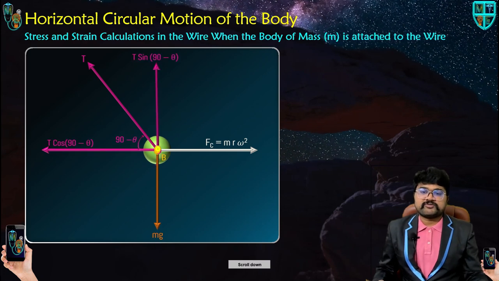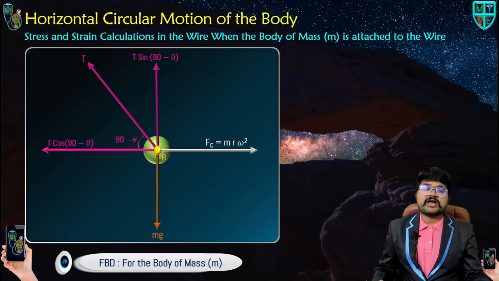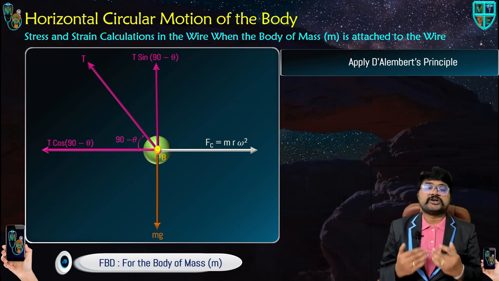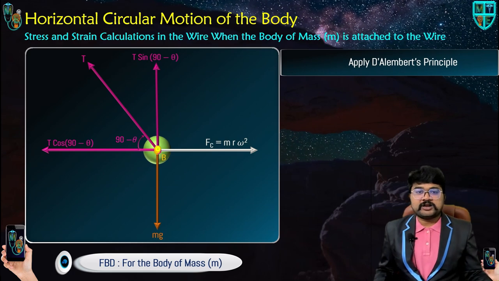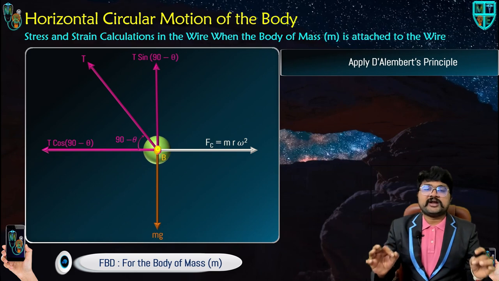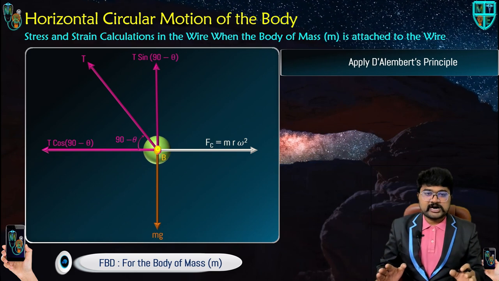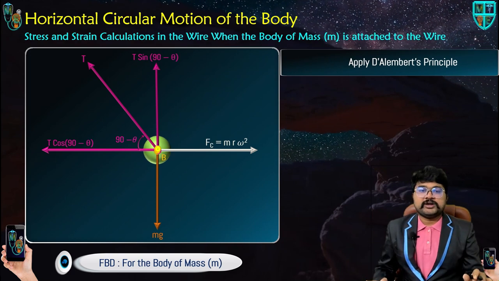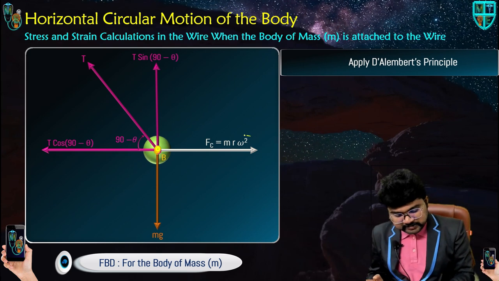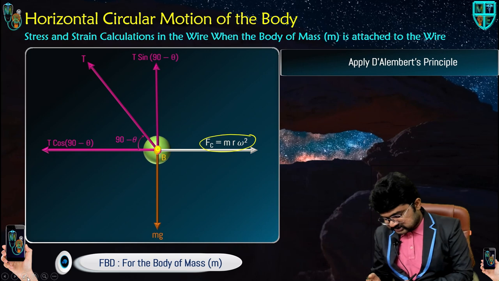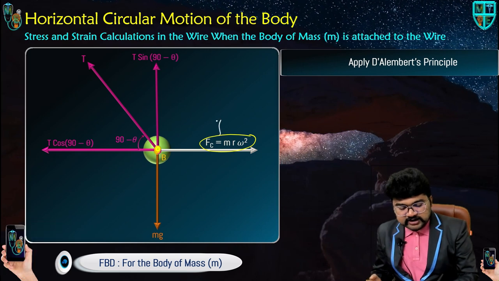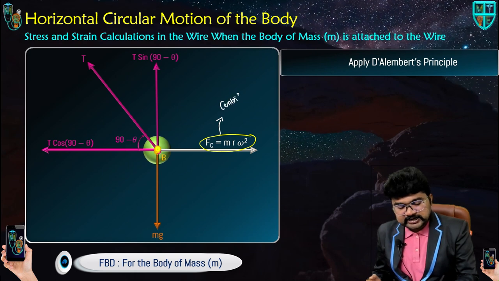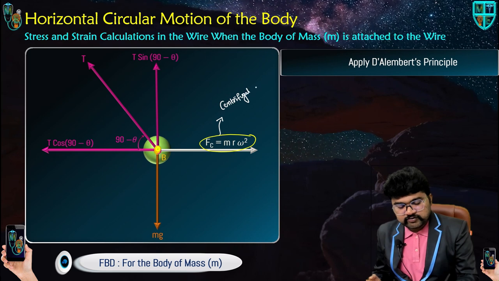Now we can resolve the forces, then apply D'Alembert's principle. I want to say one thing. I am interested in applying D'Alembert's principle. That is why I represented the centrifugal force in the free body diagram, in order to convert the dynamic problem into a static problem. This is the centrifugal force.